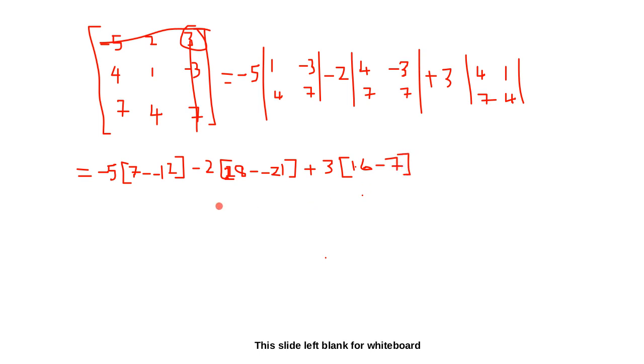Then you have to expand. So if we are expanding that, we'll have negative 5 into, now a minus and a minus becomes a plus, so that will be 19. Just work it out that way. Then minus 2 into, again a minus and a minus here becomes a plus, so that is positive 49. Plus 3 into 16 minus 7, that will be 9.